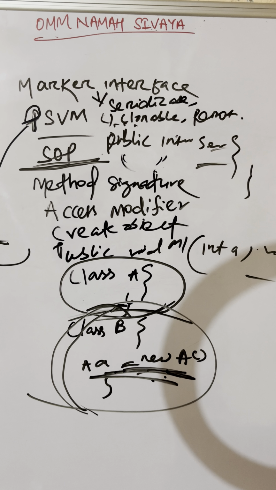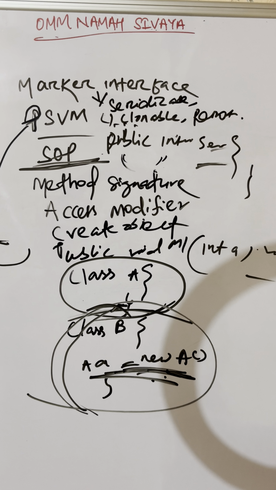So if someone asks what is the OOP concept, you should simply say it is a set of principles which helps to represent real world objects programmatically using the features encapsulation, abstraction, inheritance and polymorphism.